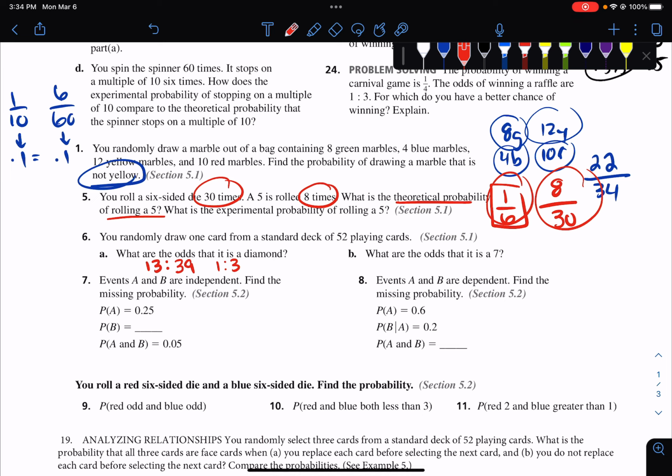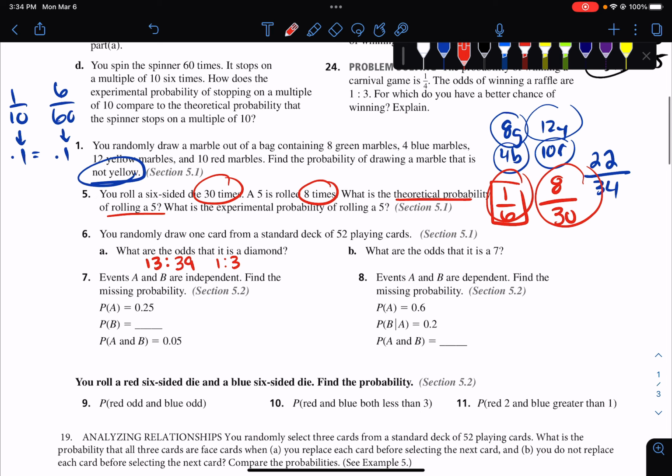What are the odds that it is a 7? Well, there's 4 7s in a deck, and there's 48 other cards. So it would be 4 out of 48, or 1 to 12 odds that it's a 7.